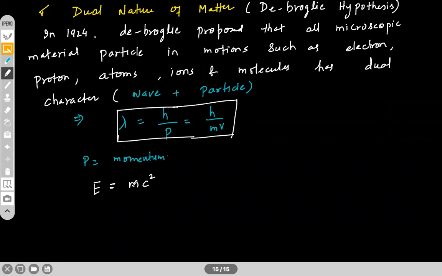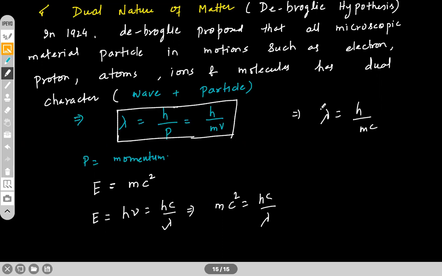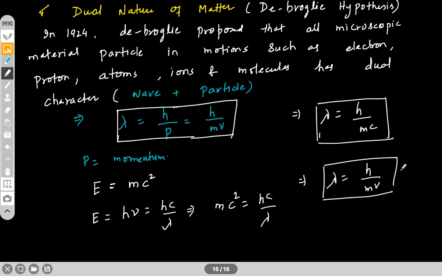So E is equal to mc square we have from Einstein's mass energy equation. And we also know for a photon, the energy is E is equal to h nu, which we can further write as hc by lambda. If you equate the two, we get mc square is equal to hc by lambda. And when you solve this for lambda, you get lambda is equal to h by mc. This is for the light particle, but for any object of mass m, we can write lambda is equal to h by m times the velocity. This is the de Broglie hypothesis, which is derived with the help of Einstein's mass energy equation plus Planck's quantum theory. So this is the dual nature of light.